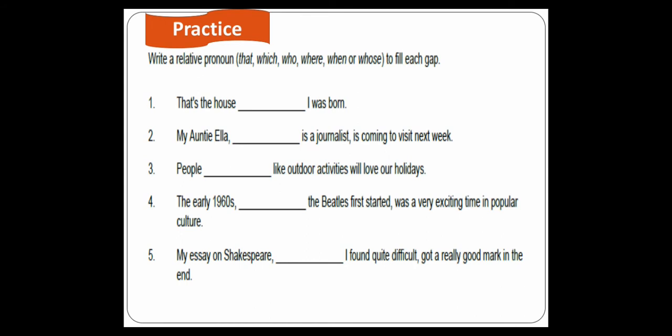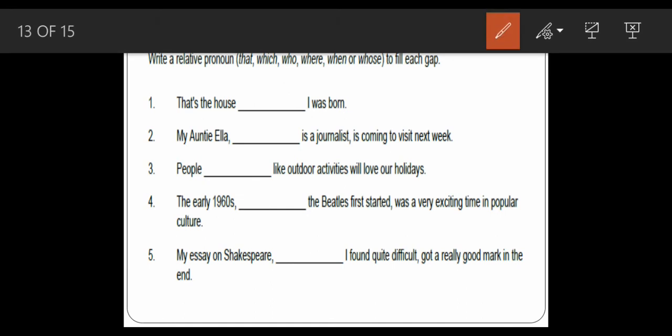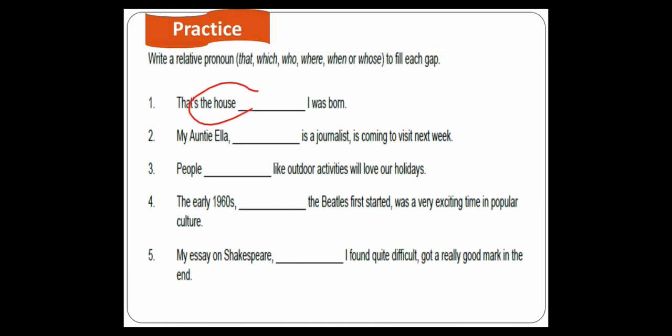Okay, the first sentence, that's the house I was born. Now here the noun is the house. Now is it a place, a person, time, an animal, or something? Now house is a place. So that's the house where I was born. So we use where to describe places. That's the house where I was born.